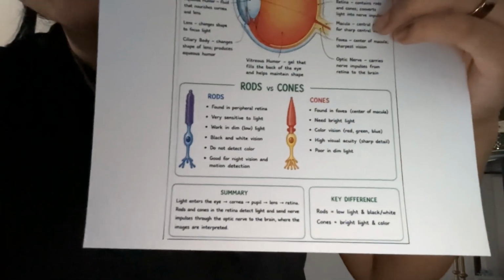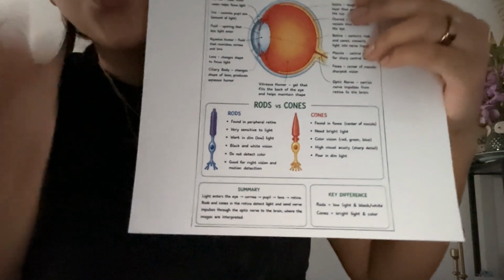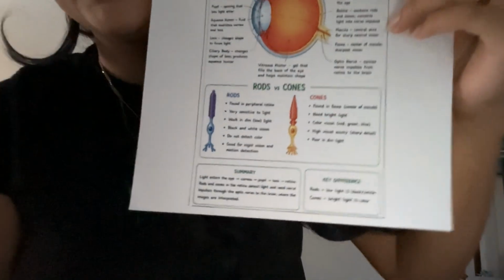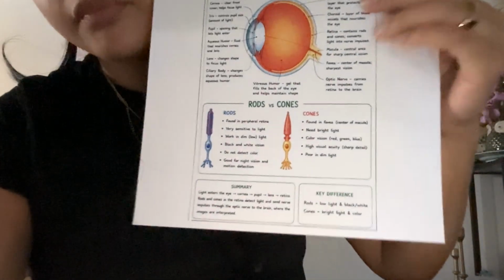The cones are concentrated in the fovea. They require really bright light. They provide color vision. They produce sharp and detailed vision also.